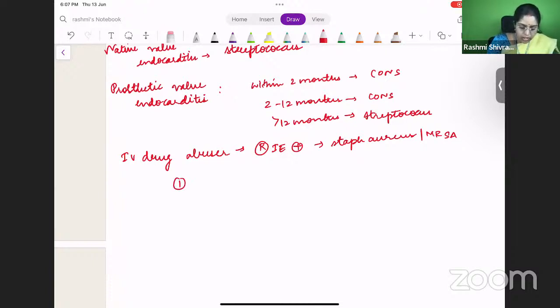So what are Janeway lesions? There are some named lesions that we should know about. Janeway lesions are erythematous macules on the palms and the soles. They are erythematous lesions on the palms and the soles.